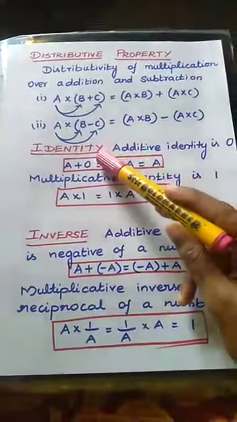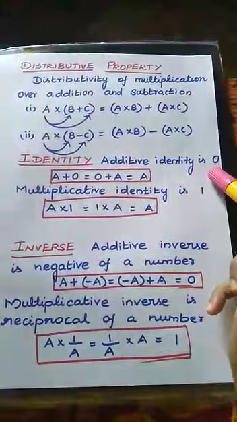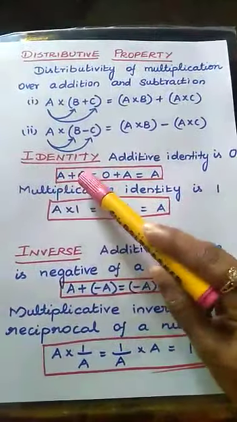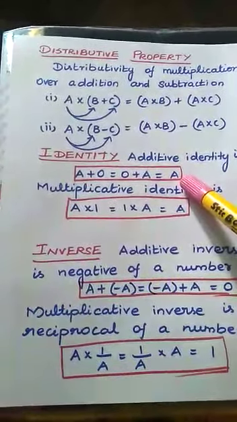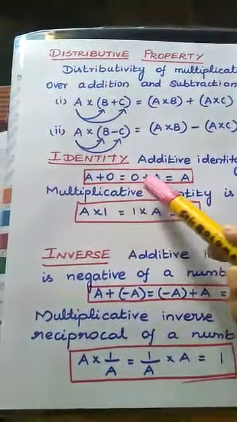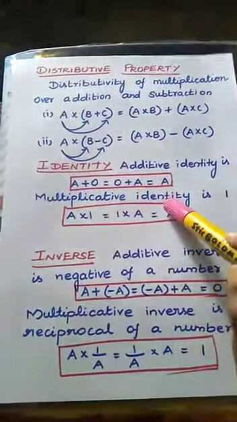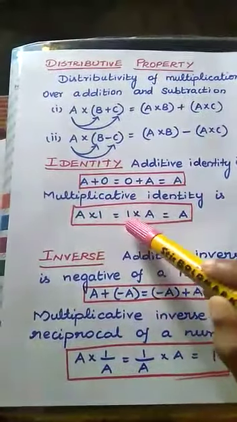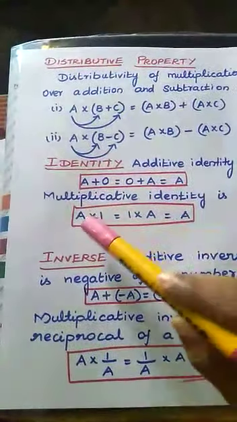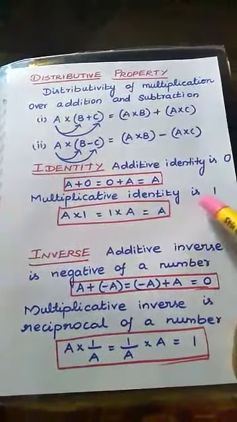The next one is identity. The last one is inverse. Actually additive identity is 0. We add any value with 0, we get the same value only. For example, take a number 5. 5 plus 0 or 0 plus 5 is equal to 5 only. The next one is multiplicative identity. Multiplicative identity is 1. A into 1 is equal to 1 into A equal to A. Multiply any number with 1, we get the same number only. So multiplicative identity is 1.